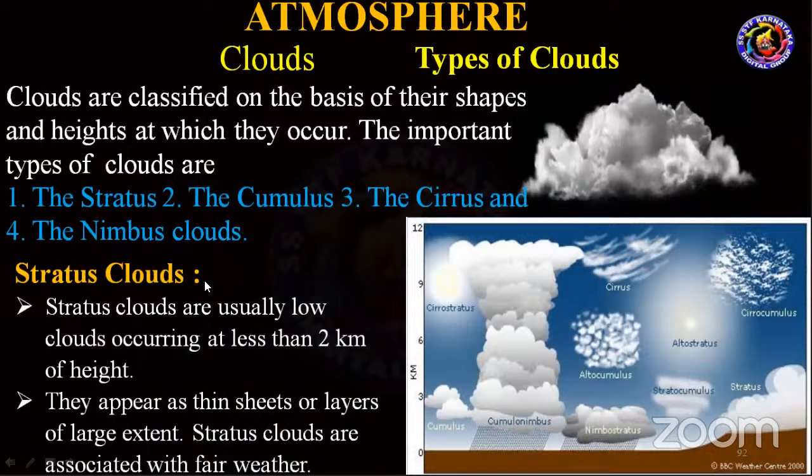And there are 4 types of clouds. The first is stratus clouds, the second is cumulus, the third is cirrus, and the fourth is nimbus clouds. Among these, nimbus clouds are the rain-bearing clouds. Even stratus and cumulus can bring rain, but very little. But nimbus clouds bring very heavy rainfall on Earth.